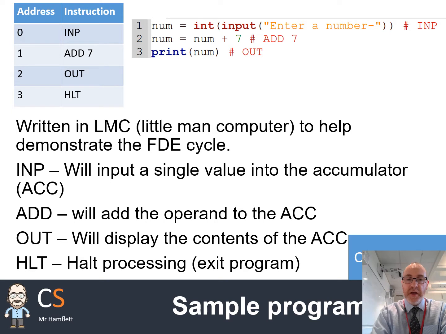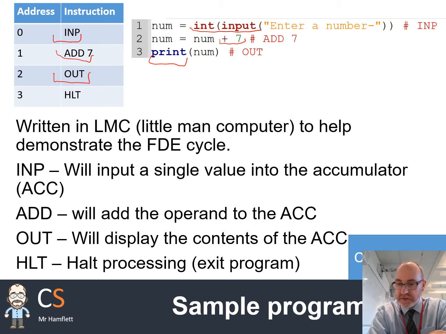So here we have an INP command, which is the same as saying input. Okay, ADD 7 is the same as saying add 7. OUT is the same as saying print. So these instructions are fairly simple. INP stands for input, ADD stands for add, OUT stands for output. Okay, so hopefully you'll be able to follow along the next section.